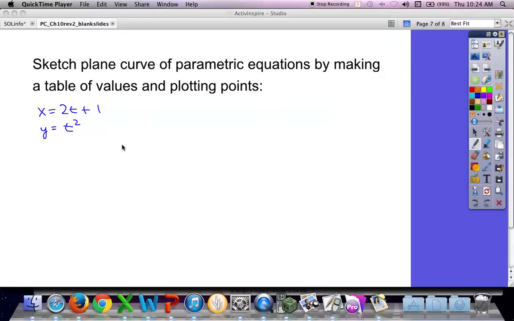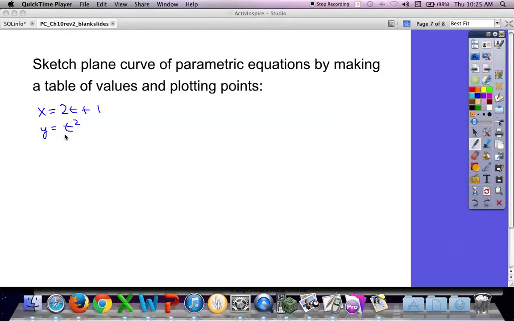Sketch a plane curve. Well, first, what do we mean by parametric equations? What are they? What is a parameter? Remember, when both x and y depend on a third variable, that variable is called a parameter. And the equations which show x is a function of t and y is a function of t, those are the parametric equations.